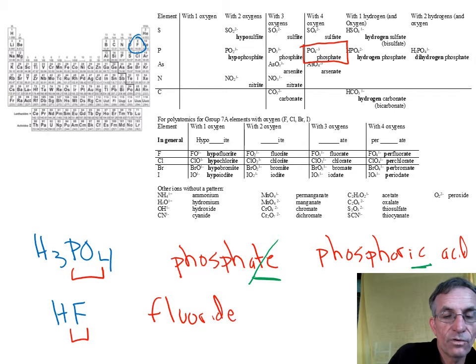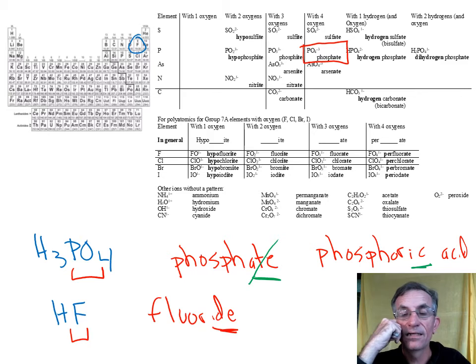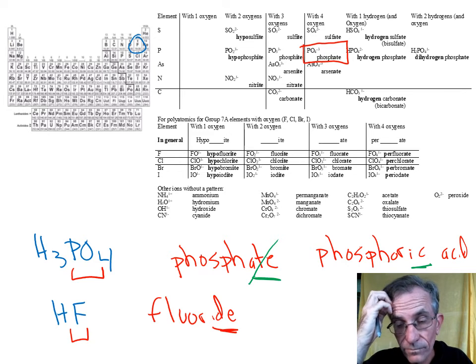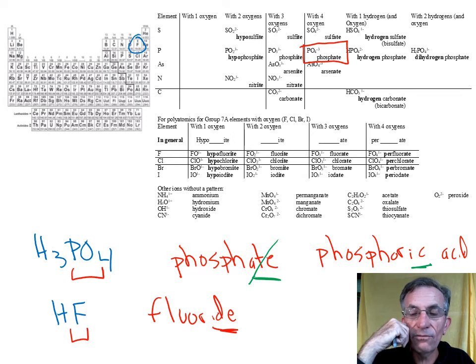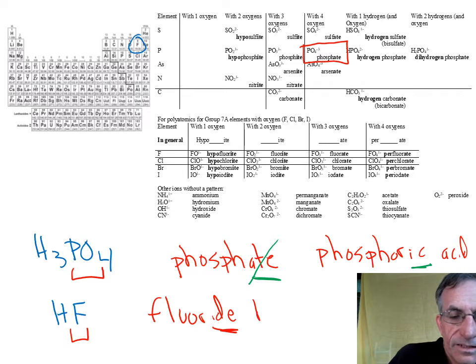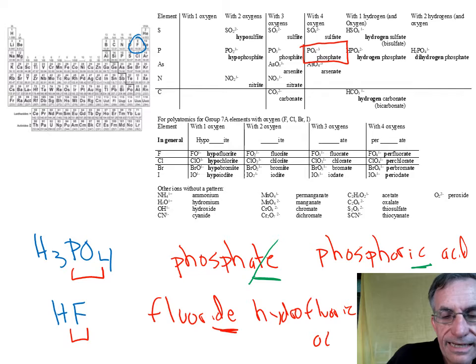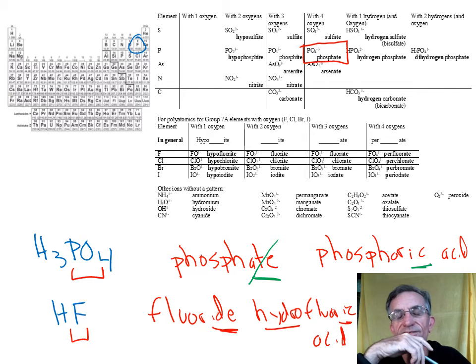Now, how did that work? If it ends in ide, oh, this is the one where we start it with hydro and we end it with ic. Hydro is going to be the prefix, and then it's going to be hydrofluoric acid. So ide turns into hydro-ic.